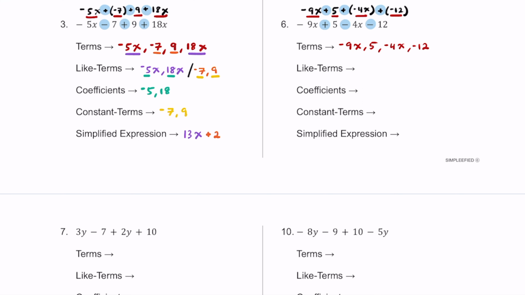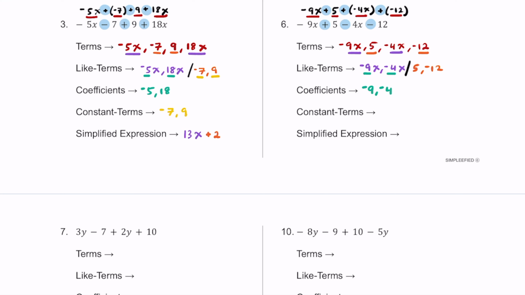Okay, so out of these different 4 terms, which ones are like each other? Well, there's negative 9x and negative 4x. Those are like terms. So negative 9x and negative 4x. Okay, I'm going to put a big slash here to separate these with the others. And then we have our constant terms here of 5 and negative 12. So we have 5 and negative 12. Those are our constants. Okay, our coefficients here are going to be negative 9 and negative 4. They're multiplying by our variables.